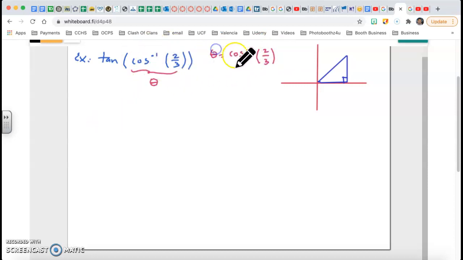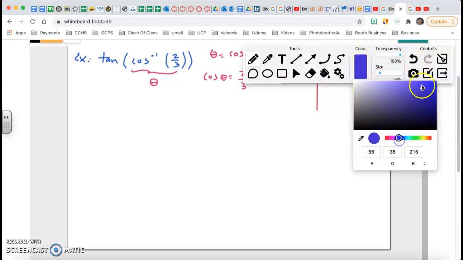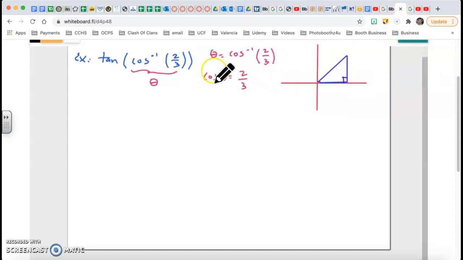Now, if my theta is the inverse of cosine, then I can say that cosine of this angle is equal to this ratio, 2/3, and that's what I want to get. Again, all this is equal to my angle. If my inverse of the cosine is my theta, then cosine of the angle equals 2/3, and this is my ratio. If you remember, the ratio for the cosine is adjacent over hypotenuse. I need to know this.